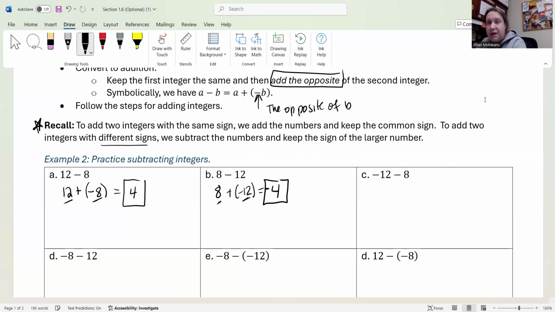And that should kind of make sense if you think of something really simple. So let's say that at lunchtime, the temperature was 8 degrees. By dinner time, it had fallen 12 degrees. What's the new temperature? It would be negative 4.